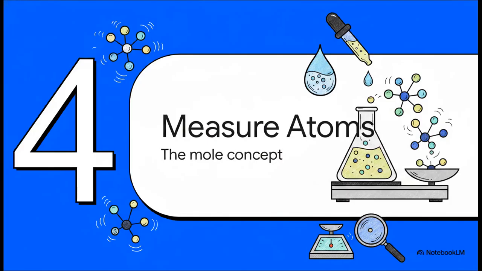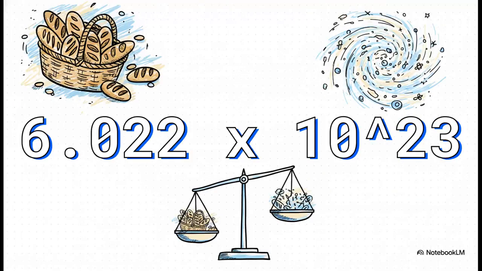Which brings us to section 4, measuring the invisible. Okay, here's a crazy thought. If atoms are so incredibly tiny that a single drop of water contains more atoms than there are stars in the observable universe, how on earth do we measure them?